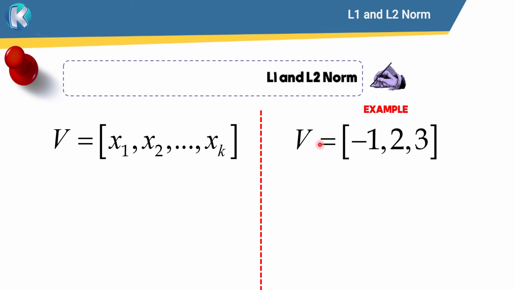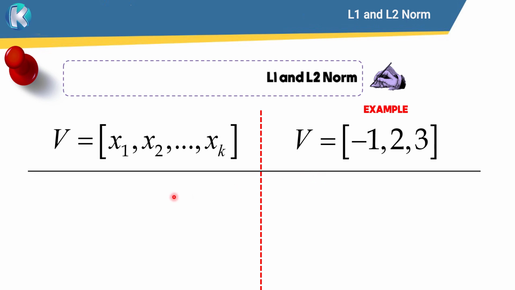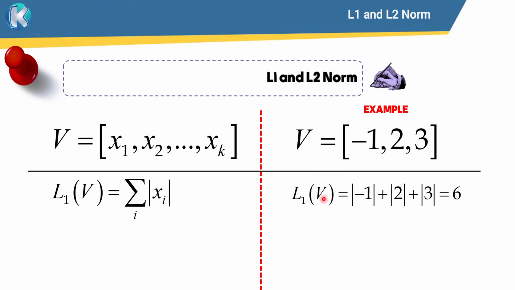So for example, suppose that we have a vector like this. So this is an example, -1, 2, and 3. And in order to calculate the L1 norm of this vector, we should calculate the summation of the absolute value of xi. For example, in this example, the L1 norm of vector v is equal to the absolute value of -1 plus the absolute value of 2 plus the absolute value of 3, which is equal to 6.